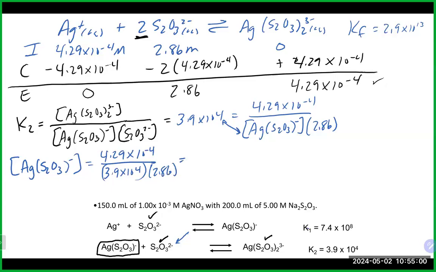Putting in our numbers here, we will get 4.29 times 10 to the minus 4 divided by 3.9 times 10 to the 4 divided by 2.86. That's going to give us 3.8 times 10 to the minus 9 molar as the concentration of this species at equilibrium. Any questions on that?